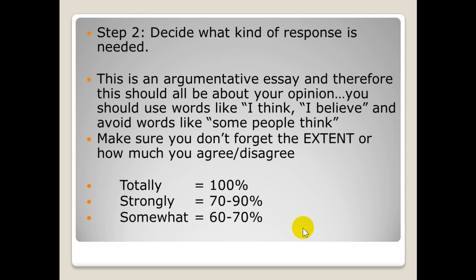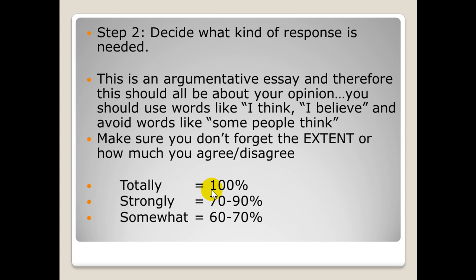And really, we've got three options. I like 1 and 2 the best. We can totally agree or disagree. In this case, all our arguments should support why we agree or disagree. We shouldn't cover both sides if we say we totally agree or disagree.